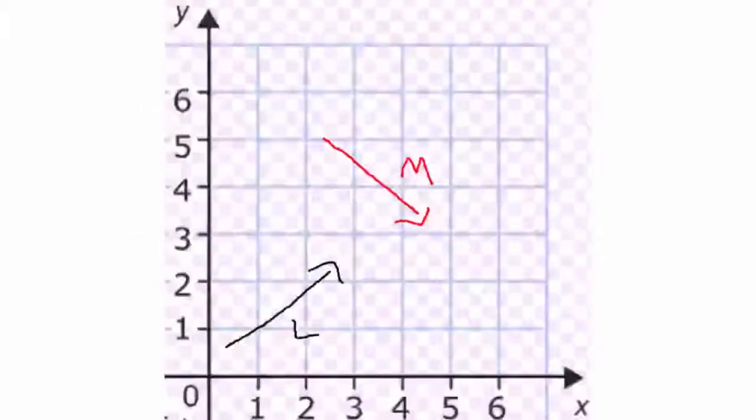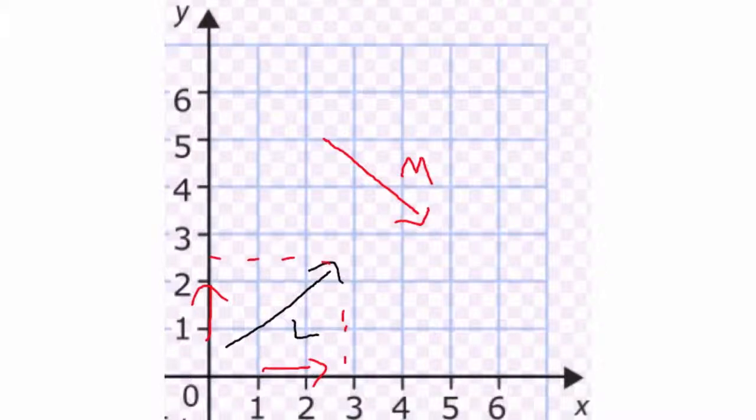So here's an example of a line L with a positive slope and a line M with a negative slope. Now, L is a positive slope because as the x values increase, so do the y values. You can tell this by just looking at it. The x values go from 0 up to about 3, while the y values go from 0 up to about 2.5.